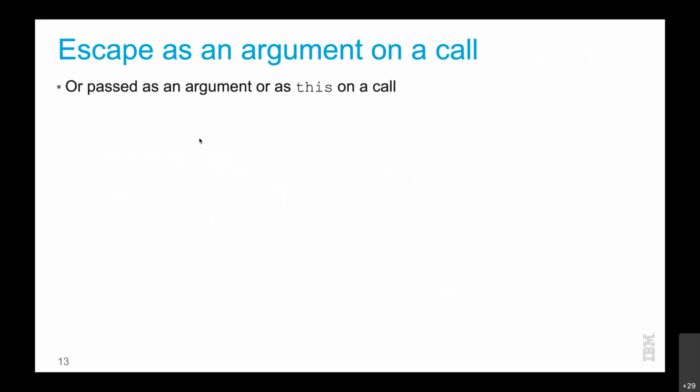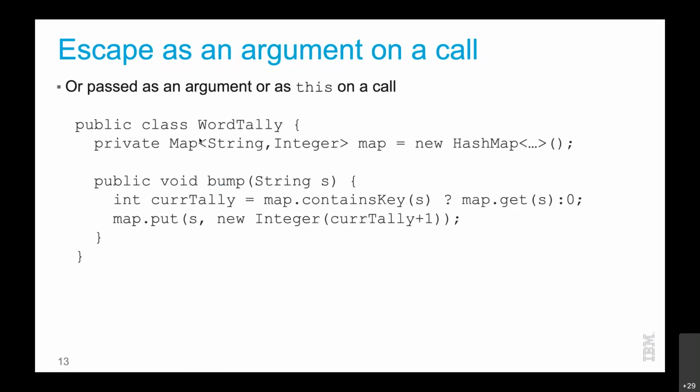And a third common case in which escapes occur is via arguments to a call. So if an object is passed as an argument in a call in a method, or it's used as the this pointer in a call, that can be considered to be an escape as well. The thing is being passed to a method, and it might be used in some other fashion, like being stored in a field or what have you, stored in some data structure.